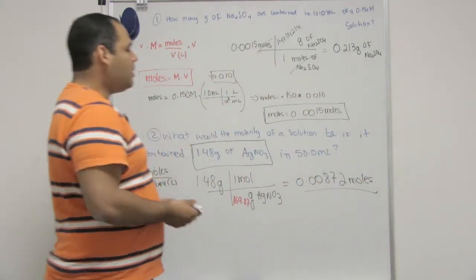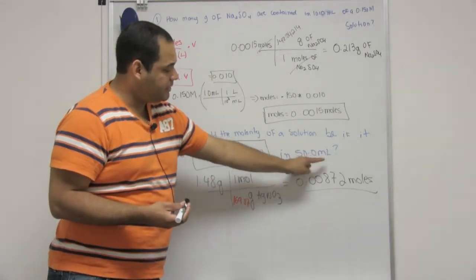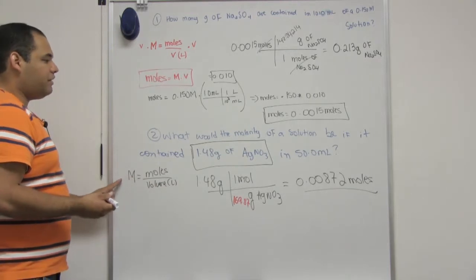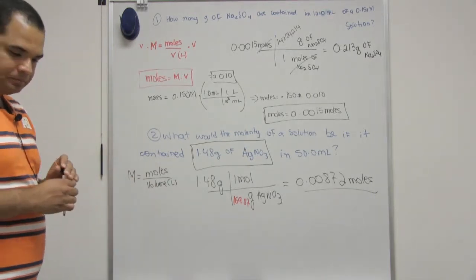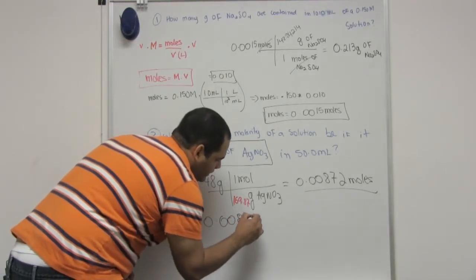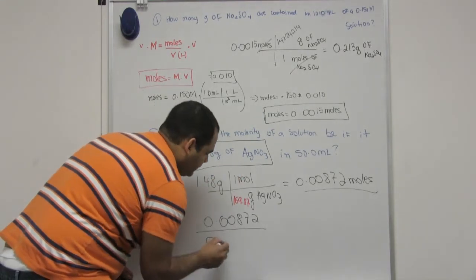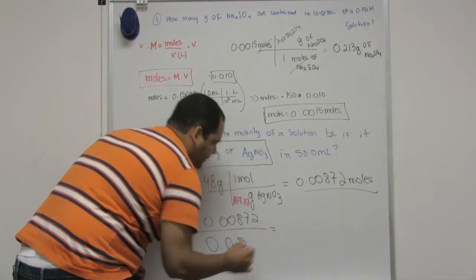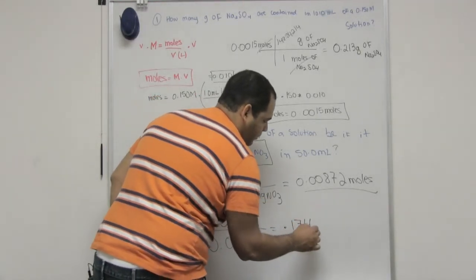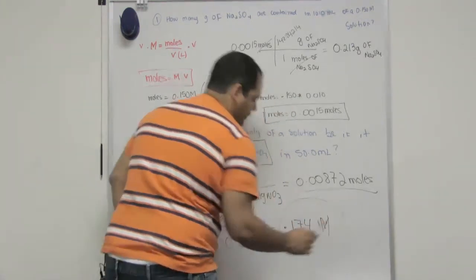Now that I calculated the moles, I can divide the moles by the volume, but remember the volume is in milliliters, so I need to convert to liters, and then I can find the molarity. So I do 0.00872 divided by 0.05, giving me 0.174 as my molarity.